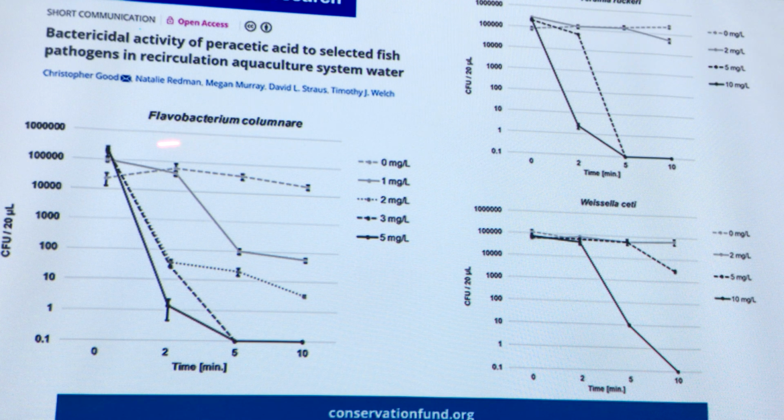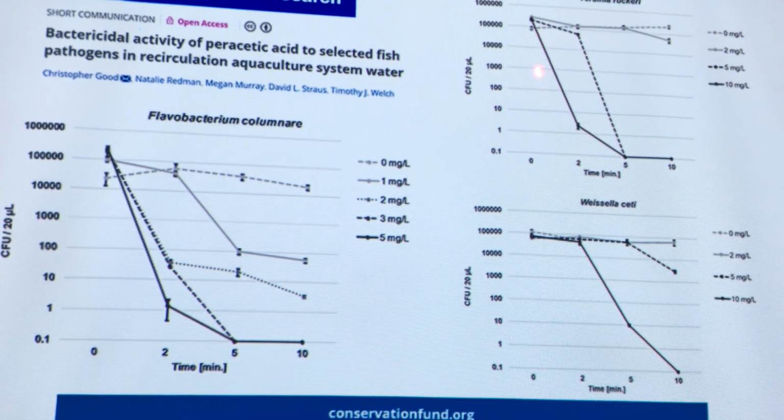So we looked at Flavobacterium columnare, that causes the columnaris disease, as well as Yersinia ruckeri and Weissella ceti. We wanted to achieve essentially a 6-log reduction down to 0 colony-forming units. And so we looked at concentrations of peracetic acid and duration. For Flavobacterium, we're able to get that 6-log reduction at 3 milligrams per liter at 5 minutes.